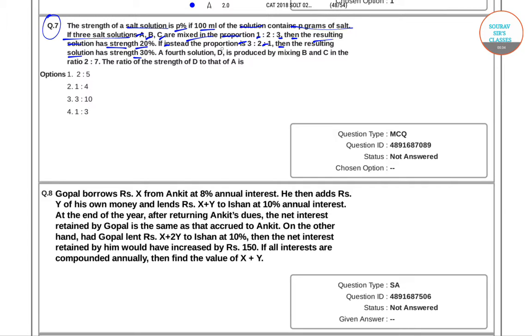Now, a fourth solution D has been created, which is produced by mixing B and C in the ratio of 2:1. In that case, we need to find out the ratio of the strength of the solution D to that of A. The options are 2:5, 1:4, 3:10 and 1:3. So these are the 4 options.